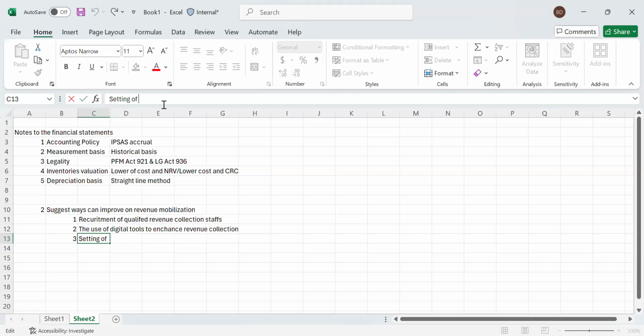Someone said setting of revenue targets. That's a good point. How does setting of revenue targets help? Oh, it will motivate them to work better. If you don't set any targets, people don't care. No, I know the setting of target is okay, but I think we should add more flesh to that. That's my opinion, though, because you can set a target and you will not do anything about it.